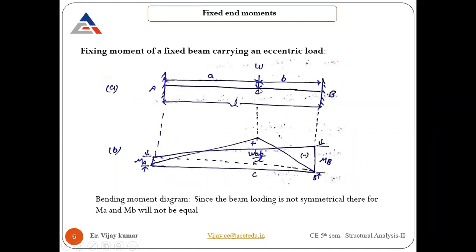Once you take the moment about point C, that will be WB by L into A, so the moment coming out at point C will be WAB by L. So this is the magnitude of this triangle, in the case of a simply supported beam. So this is the value. And for the bending moment, if you see in this diagram, load is not eccentric.